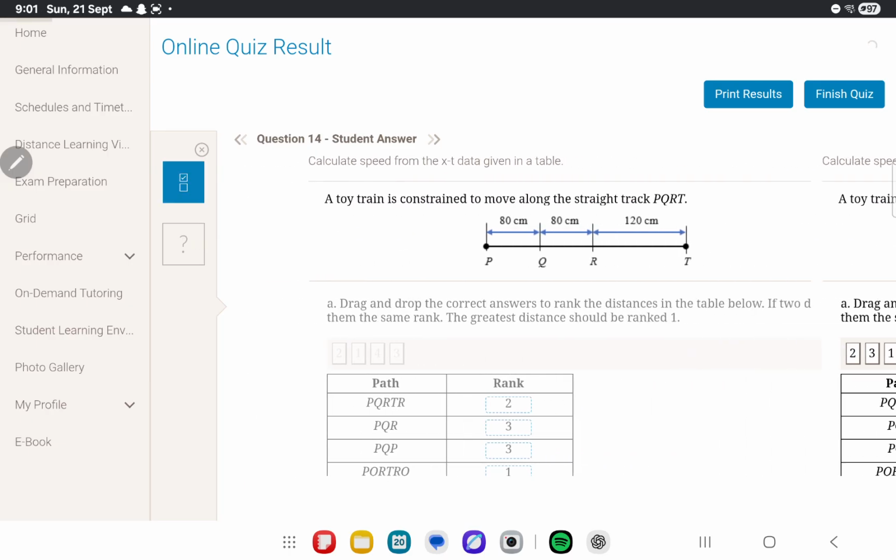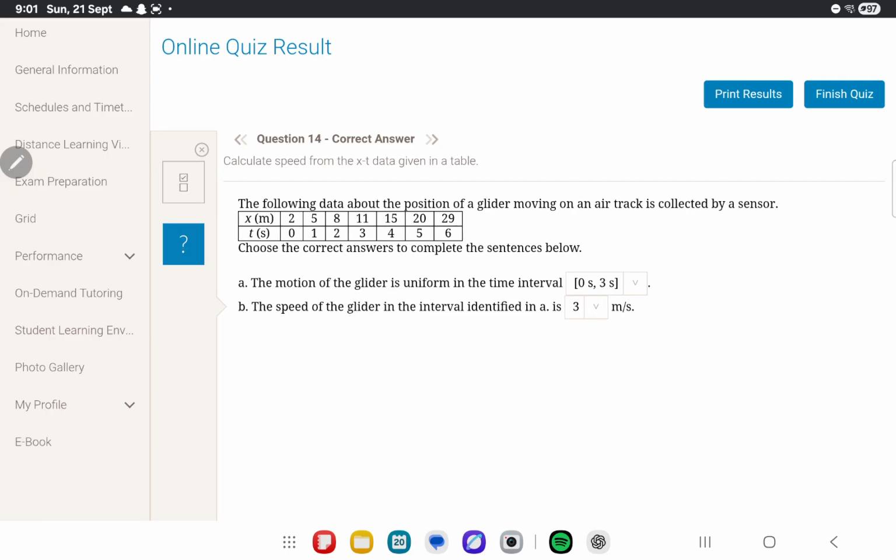Question 14. Now, the motion of the glider is uniform. How do we find this? Okay, this is just useless information. I don't care about it. I find how much each is increasing by. So this is increasing by 1, this is increasing by 1, this is increasing by 1, this is increasing by 1. You get it, the time keeps increasing by 1.